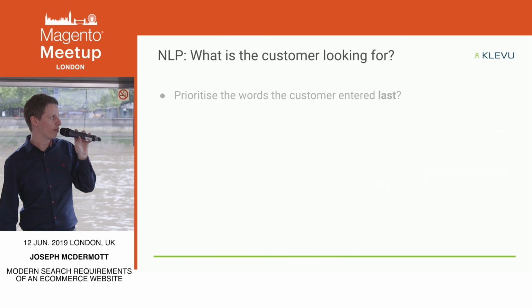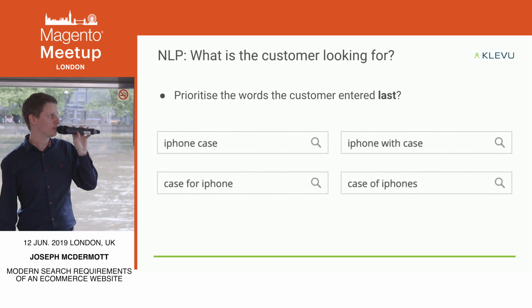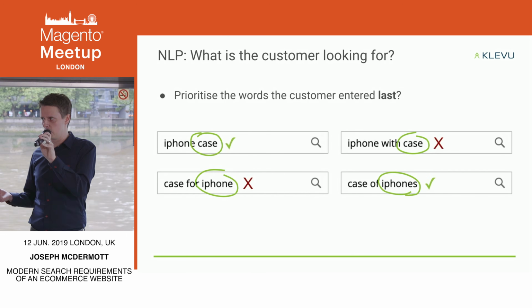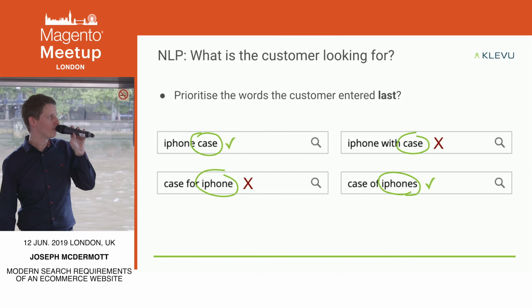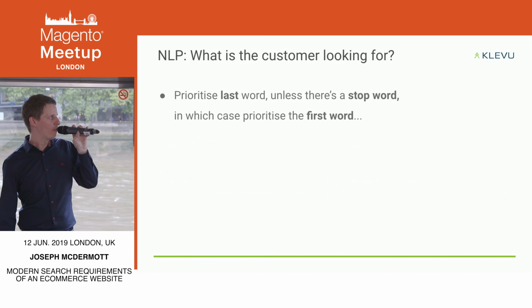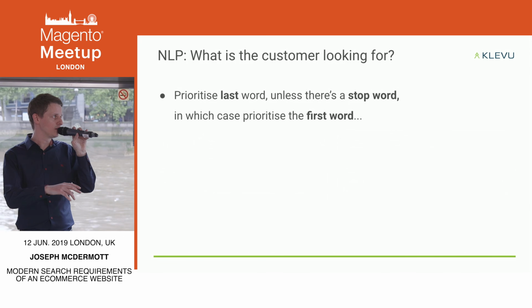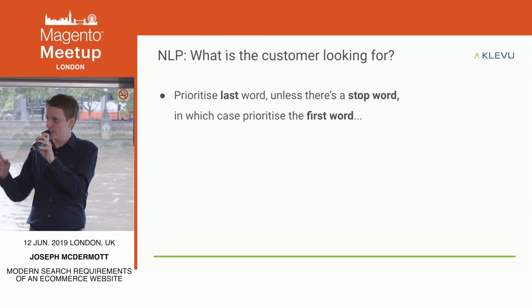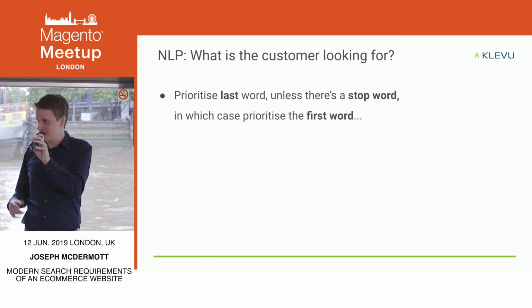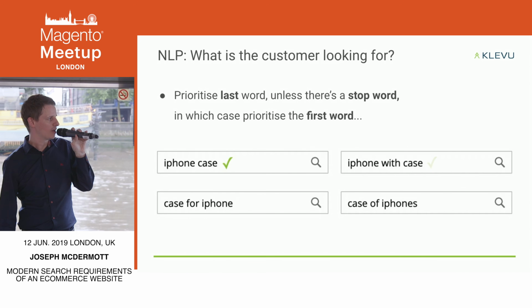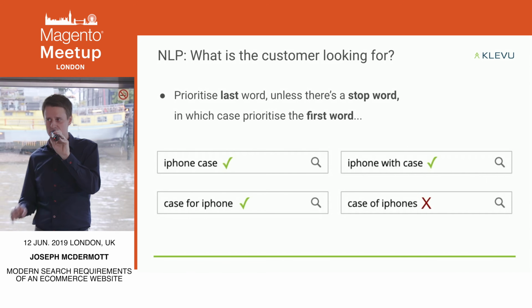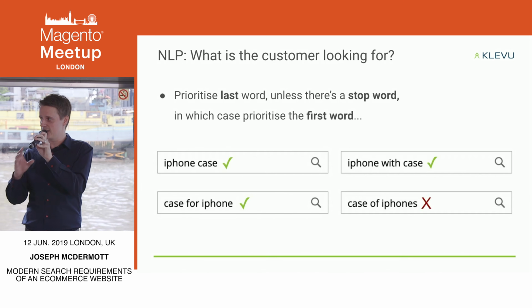Okay, so if we flip it around and prioritize the word that the customer entered last, obviously that's not going to work either, because it's the opposite of the previous one. So let's try to get even more complicated. How about we prioritize the last word unless there's a stop word, in which case we prioritize the first word? You can see this is already getting really complicated, and even that only works in 3 out of the 4 cases. So I'm going to stop there because I'm just illustrating the point.